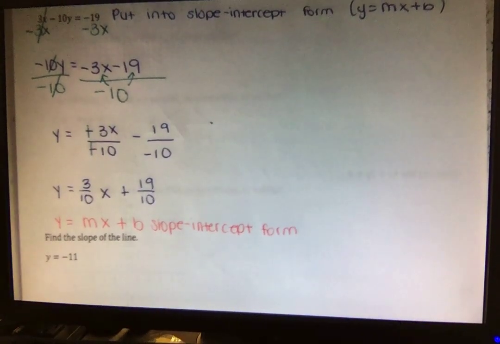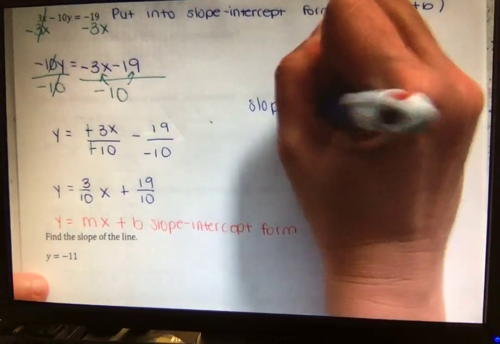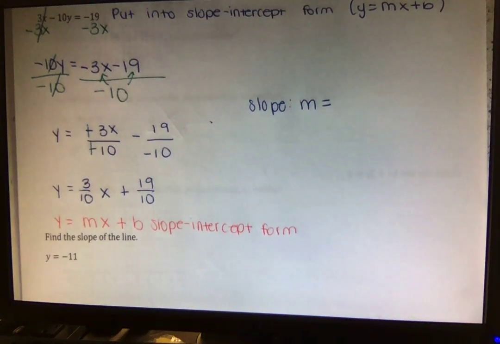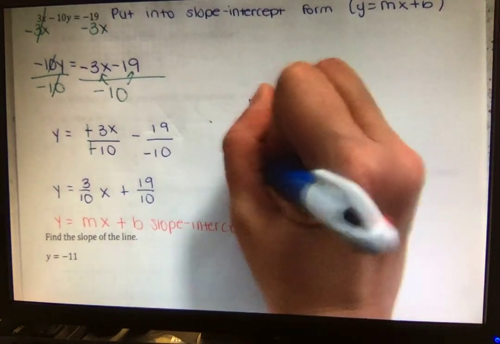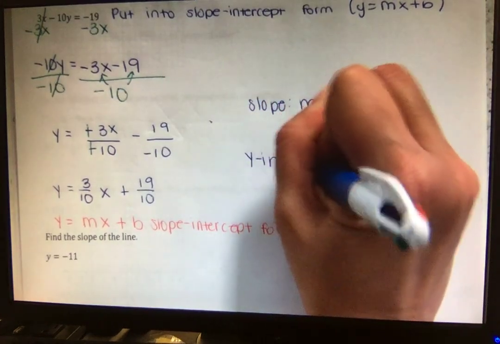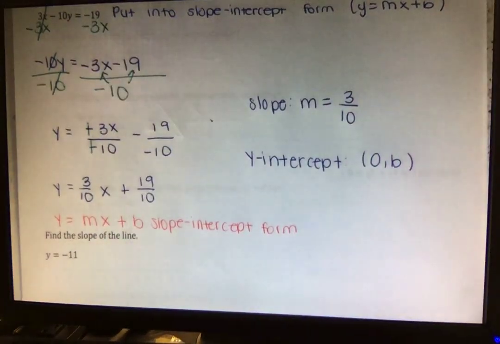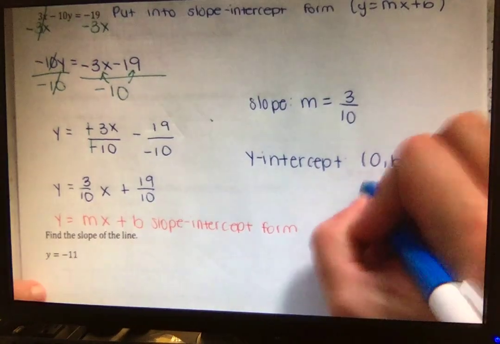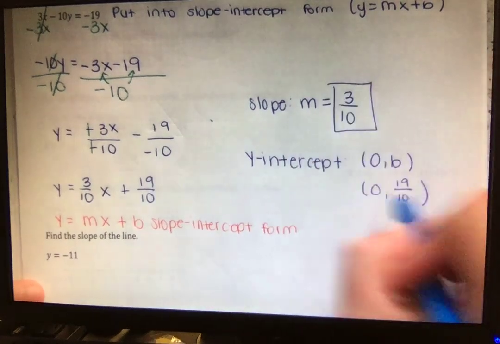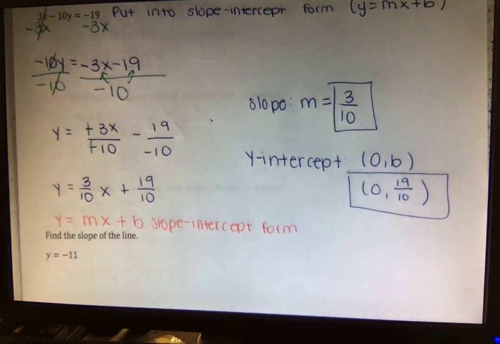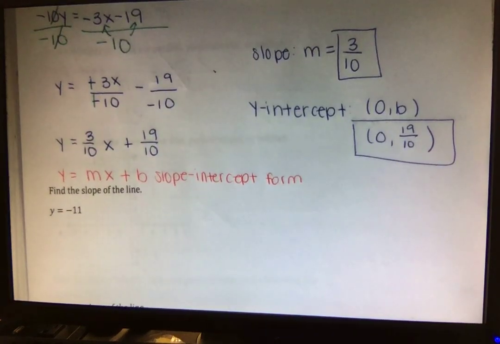So our last step is just to identify and say, okay, which one is the slope and what is our y-intercept? So what is our slope? 3 over 10. And lastly, our y-intercept. 19 over 10. Remember, our y-intercept, though, is the point. So we have to label it as the point 0, comma, b. So 0, comma, 19 over 10. So those are our two answers. It's the point that crosses the y-axis, so we have to label it as a point.